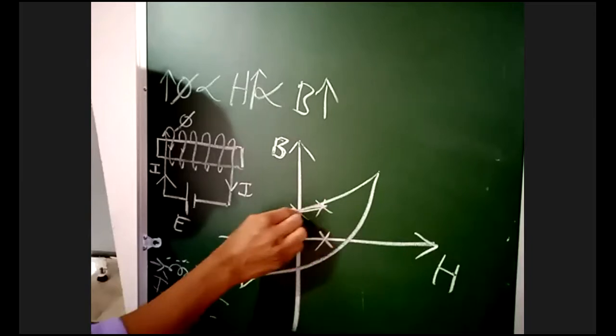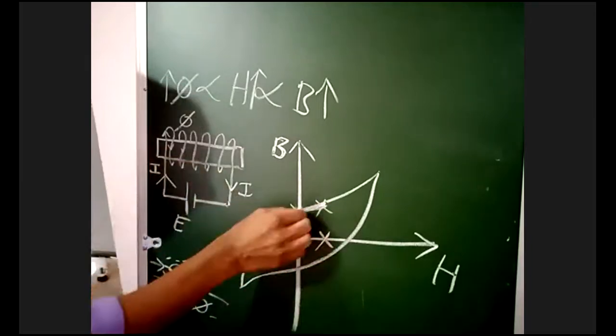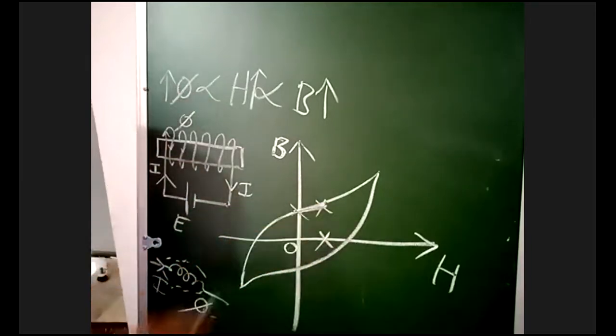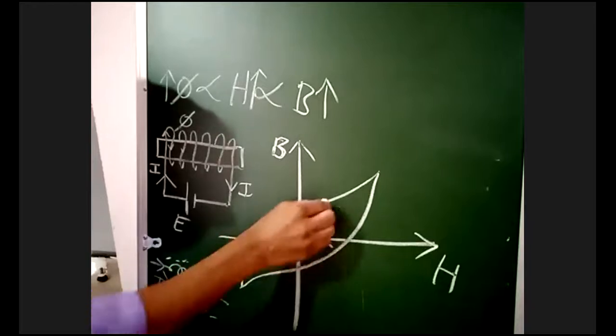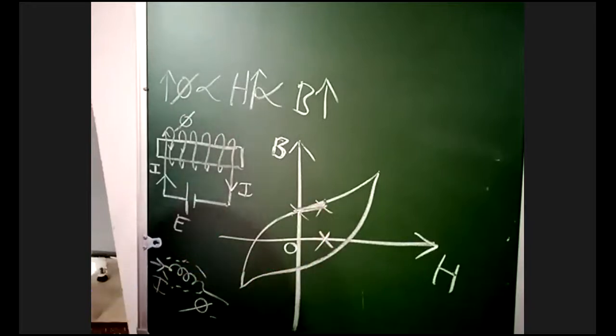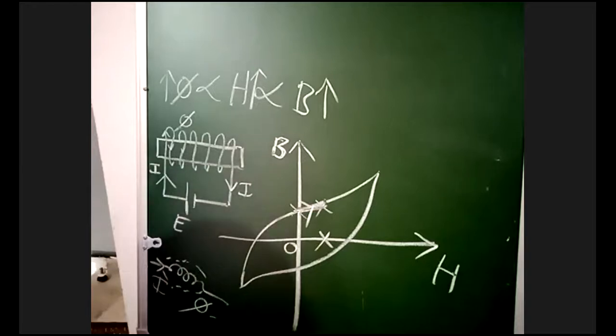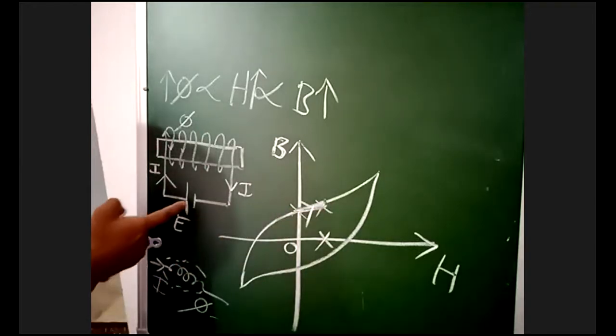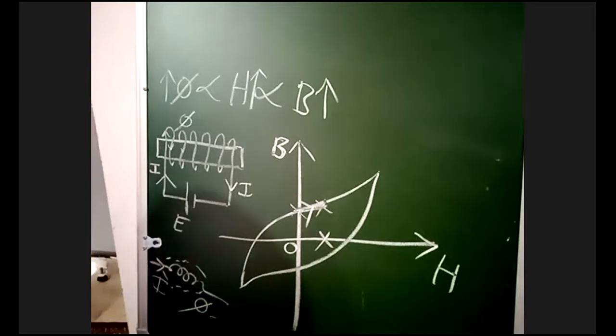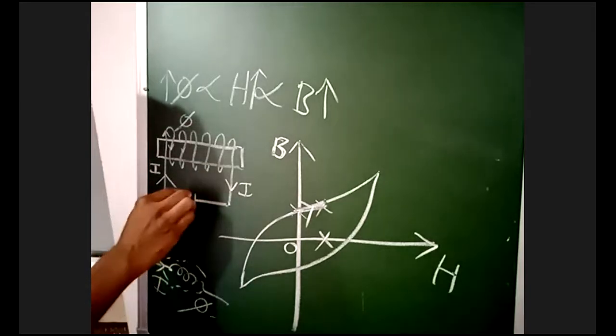Now I am magnetizing this iron piece in the forward direction. From here to here, I have magnetized. I have joined the points. See the arrow? I am magnetizing in the forward direction. Now I will do one thing. I will reverse the battery terminals. Now I am reversing the battery terminals.